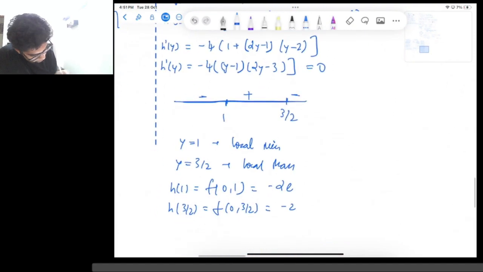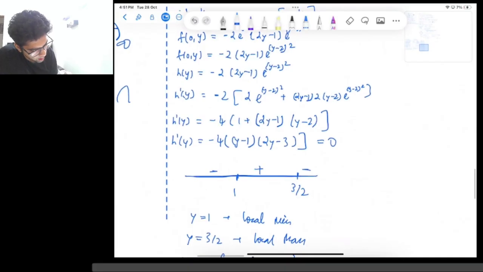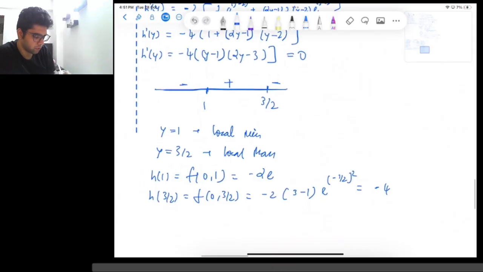minus 2 into, so 2 into 3 by 2, so this gives me 3 minus 1, and this becomes e to the power y minus 2, so e to the power 3 by 2 minus 2, so this becomes minus half whole square, so this gives me minus 4, so 2 into minus 2, so minus 4, e to the power 1 by 4.